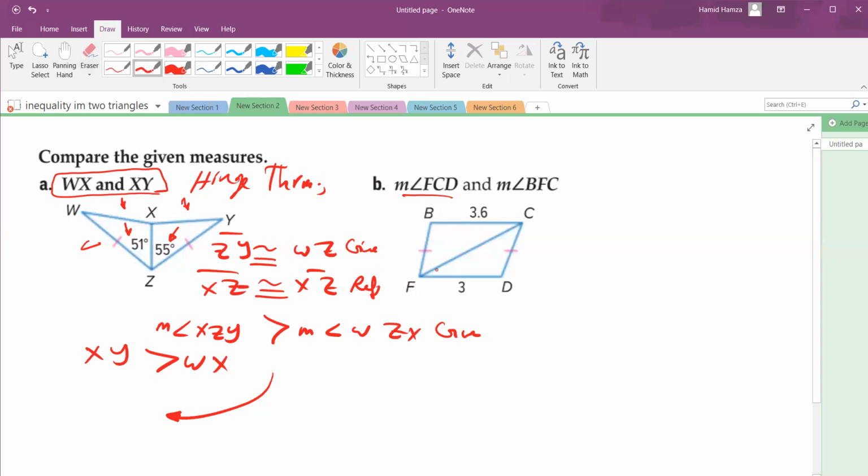So FCD. This one, CD, guys. FCD. The second one will be BFC.